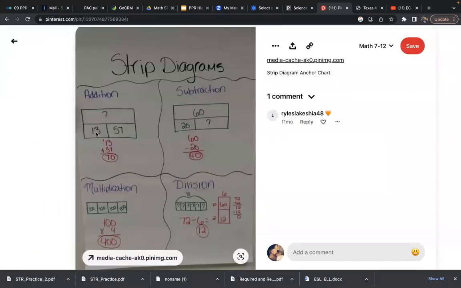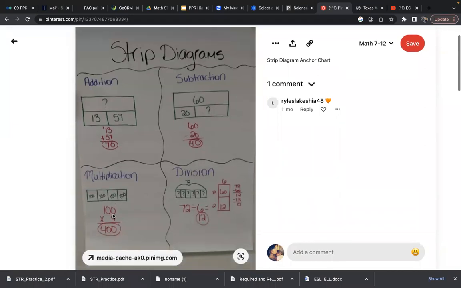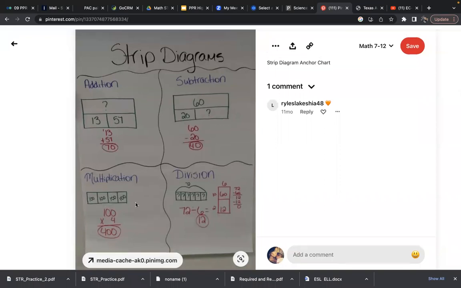Addition, 13 plus 57 here, and put in different ways. Subtraction. So here it's addition and here it's subtraction. They need to be able to place it in there and understand the logic behind it, because these two parts added together make this whole of 60. We have 40 and 20. And this is strip diagrams for multiplication. So they need to understand this particular skill, this particular strip diagram, and they need to be able to even find it from word problems.